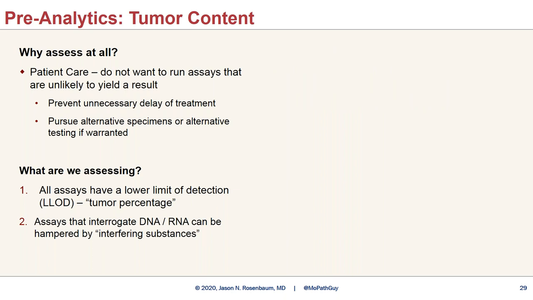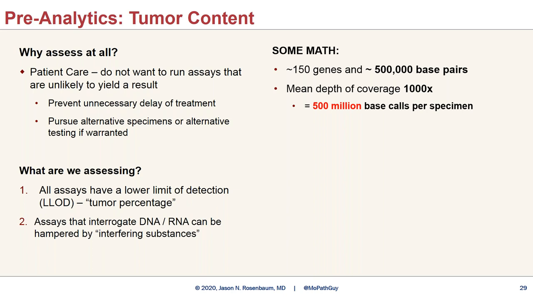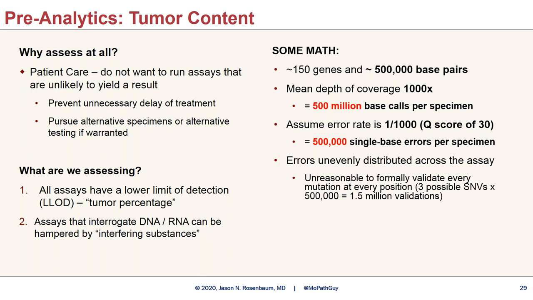A little bit of math just to illustrate this point. I'm not going to spend a lot of time on this. If you have an assay that's about 150 genes and 500,000 base pairs of coverage, and you sequence each nucleic locus in the assay an average of 1,000 times, that's 500 million base calls per specimen. If you assume an error rate even as good as 1 in 1,000, which is a really good error rate, that's still 500,000 errors in a given specimen.